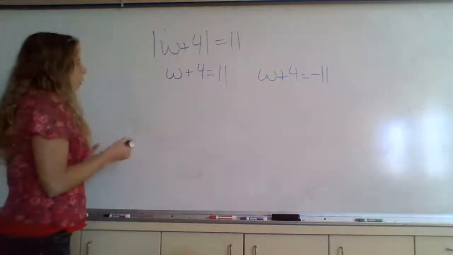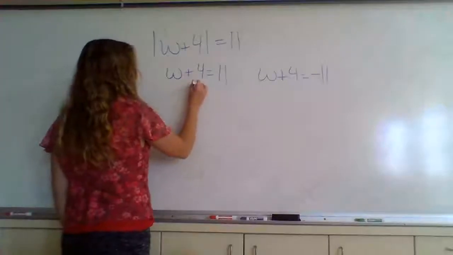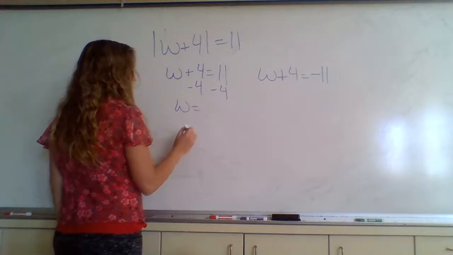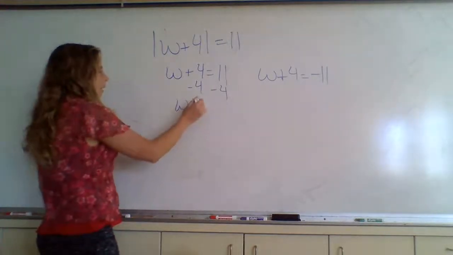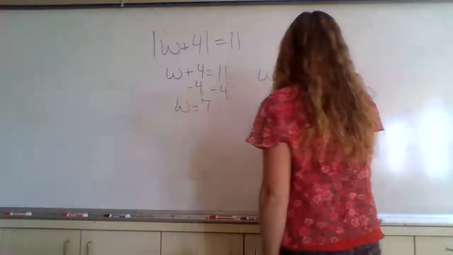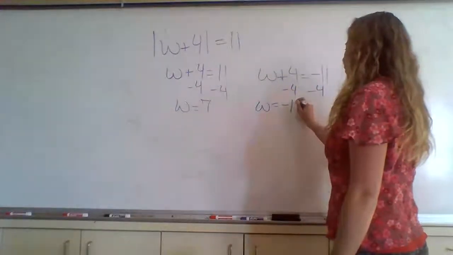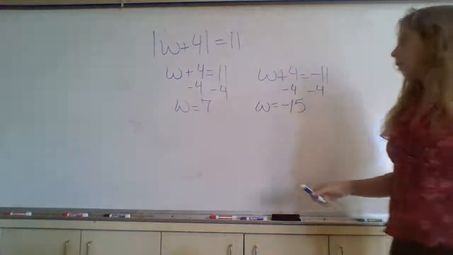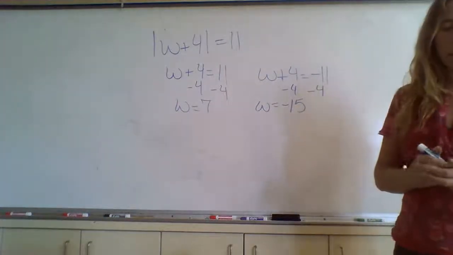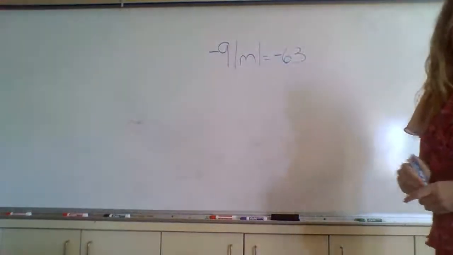All right, and then you solve for W in this case. I'm going to subtract 4 from both sides. So W is equal to 7 and negative 15. So you have two answers. W is equal to 7 and negative 15. Okay, that's number 3.